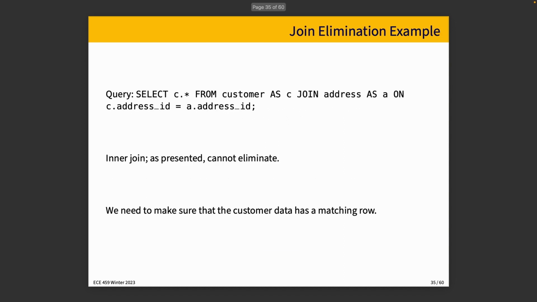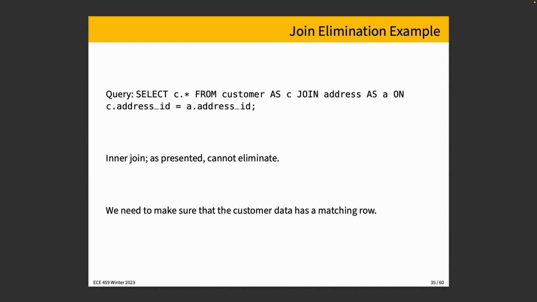Okay. So join elimination, something like this. If we have select something from customer, joining address, linking by the address, as presented, we can't actually eliminate the join. What's up with that? This is like a real SQL query, and the join will only be removed if we can prove that it's not needed. But in this case, we don't know that, because the join will only return results where there is an associated address for the customer.